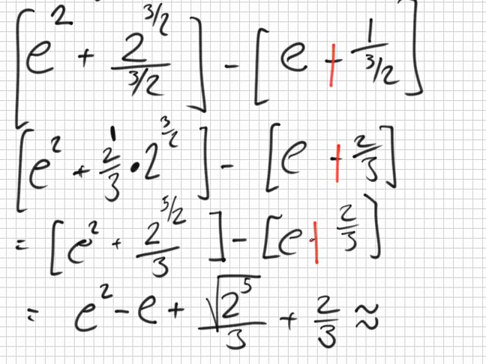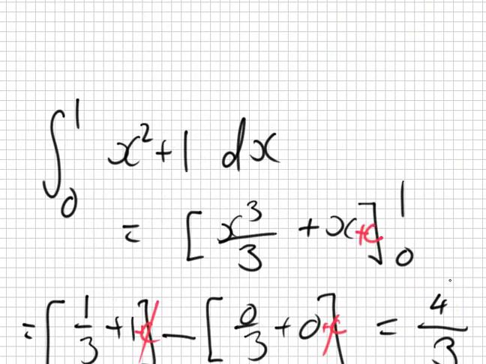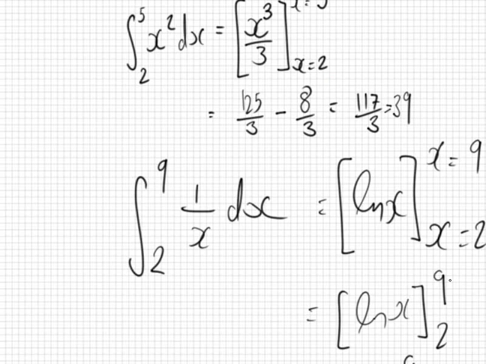So that becomes x cubed over 3 plus x. So you put in the 1 first and you put in the 0 second. So 1 goes in first, minus, and then 0 goes in second. So we get this.